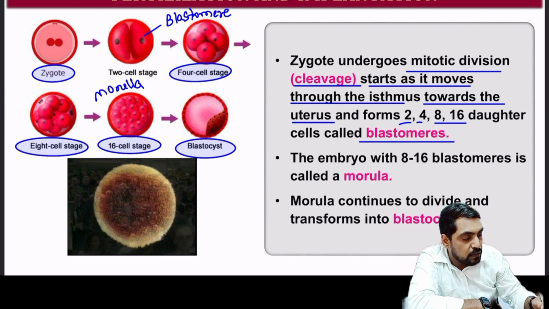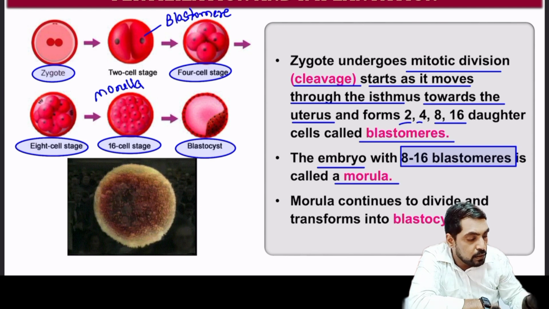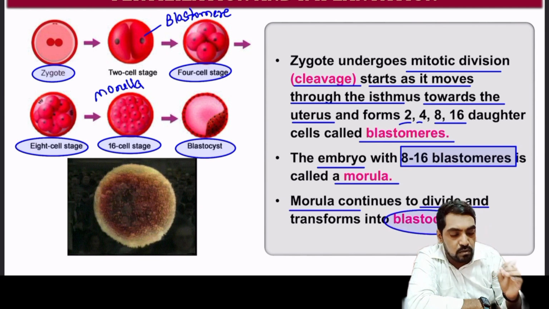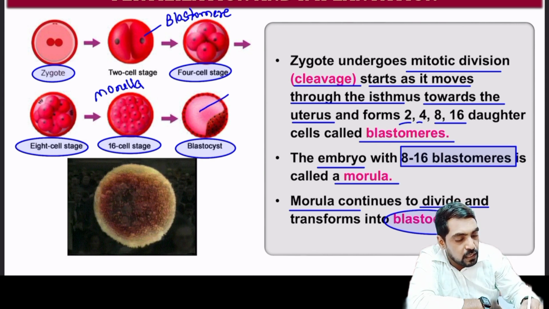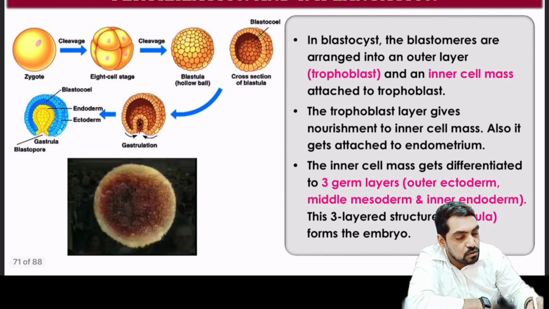A very important point with respect to need: the embryo with 8 to 16 blastomeres is called morula. Morula continues to divide and transform into a blastocyst. This blastocyst shows the presence of a cavity. That cavity is called the blastocoel cavity. Now in blastocyst, what happens? The blastomere arranges itself into layers.